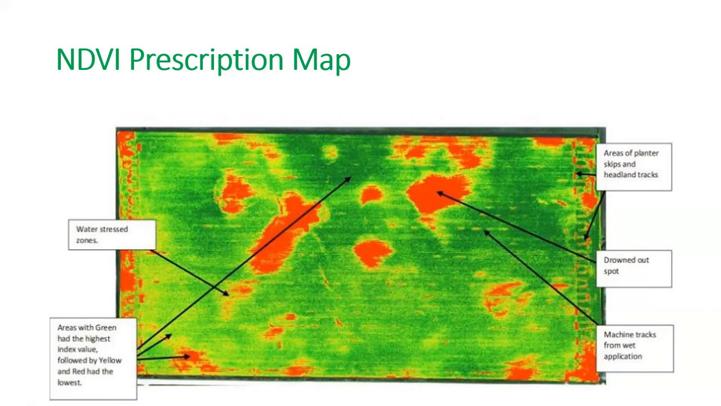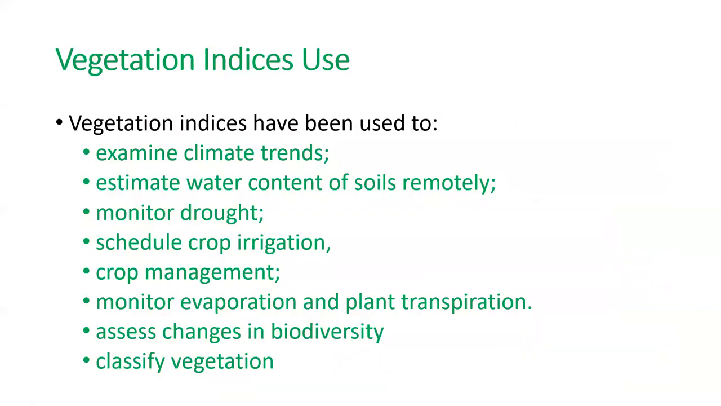yield from those places. So vegetation indices have been used to examine climate trends for climate modeling and climate studies. They've also been used in agriculture to estimate water content of soils remotely, decide if you want to irrigate, and monitor drought. Like we're experiencing drought in Tanzania, especially from late September up to December. So we can determine quantitatively how severe the drought is in Tanzania, and then we can schedule crop irrigation. If you get important information, for example water content, then we can do crop irrigation scheduling and improve our crop management. We can monitor evaporation and plant transpiration, and we use all this information to do crop irrigation scheduling. And then we can assess changes in biodiversity.